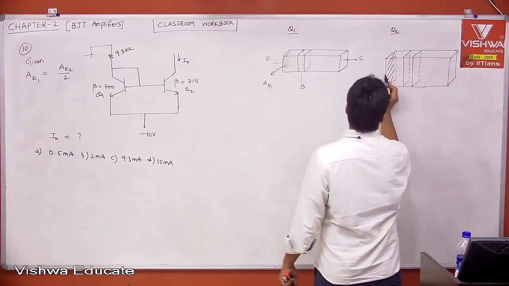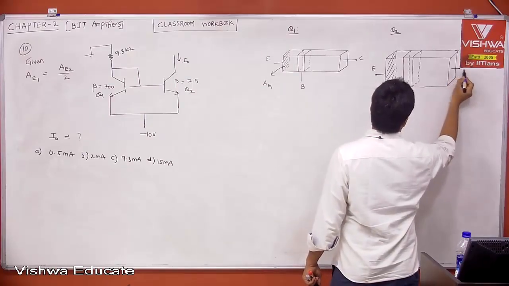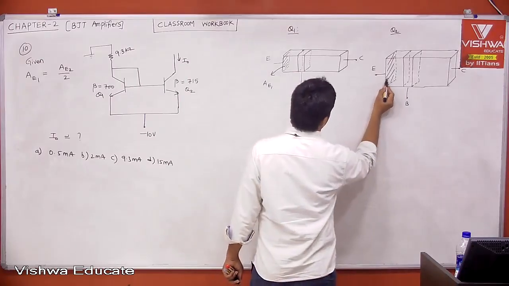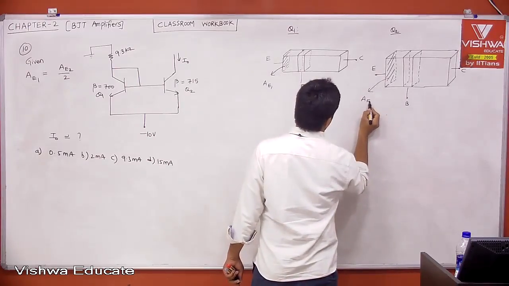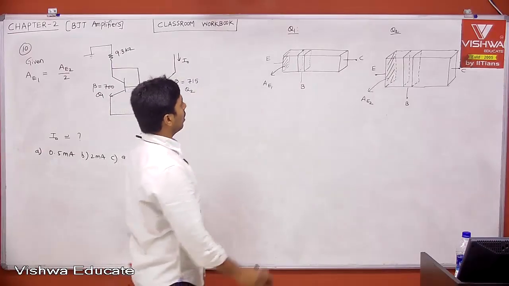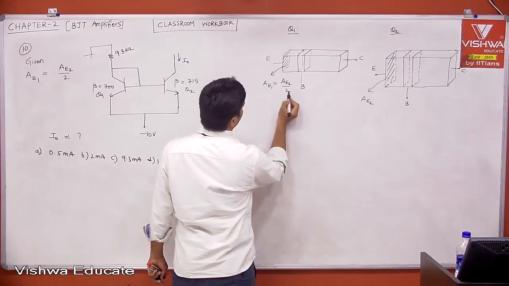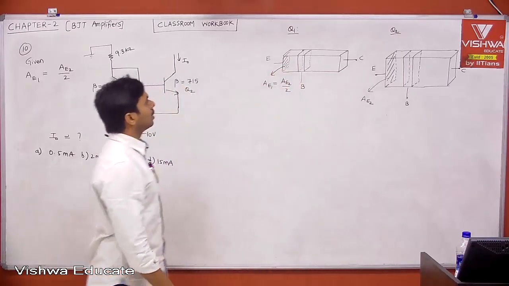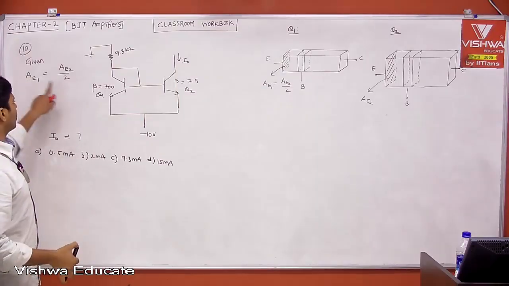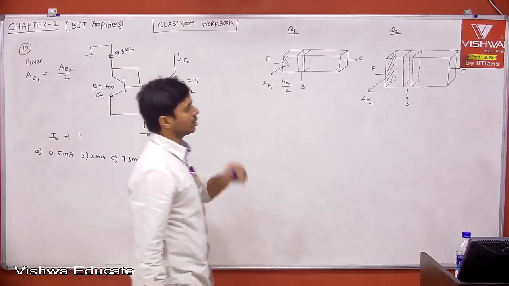This is the area. This is emitter, this is base, this is collector. Now this is AE2. Therefore, AE1 is equal to AE2 divided by 2. Half of this area is the Q1 emitter area. That is what is given, right? The emitter area of transistor Q1 is half of the area of Q2.